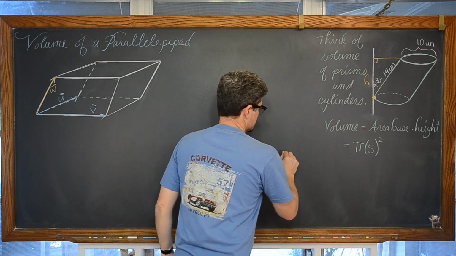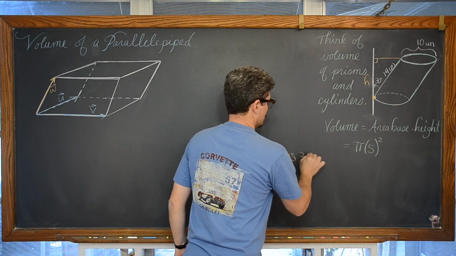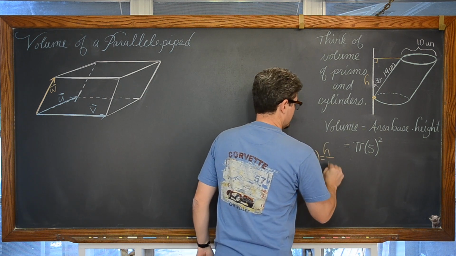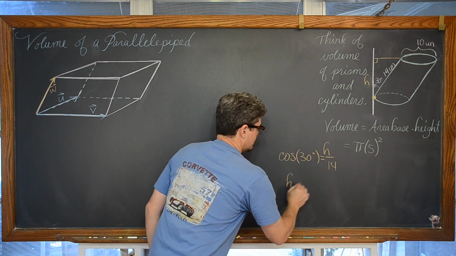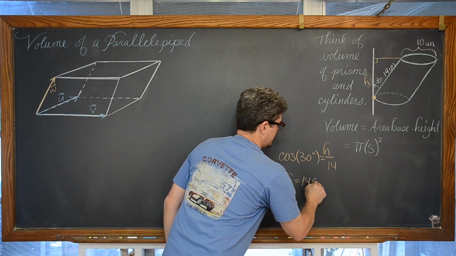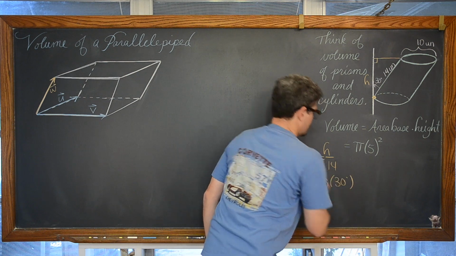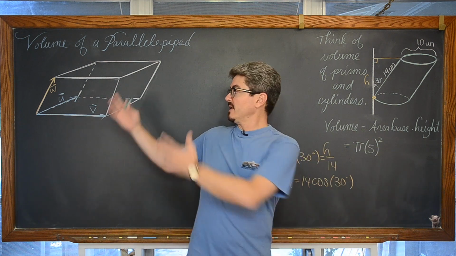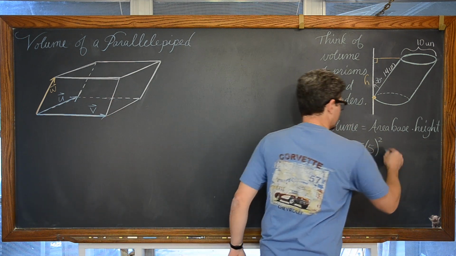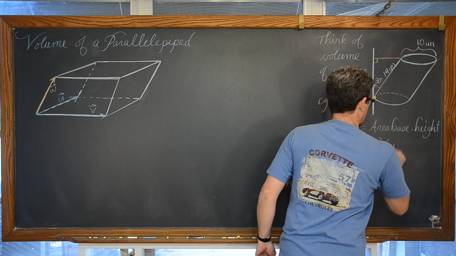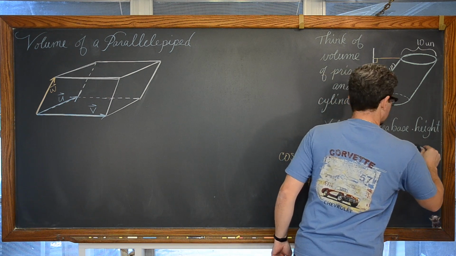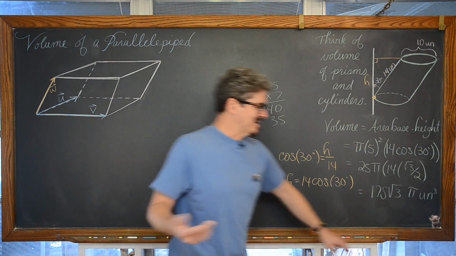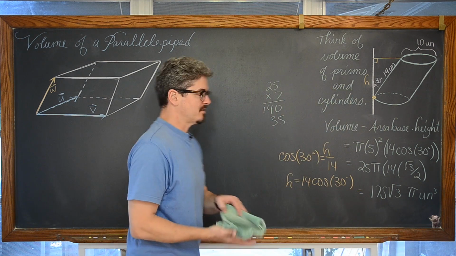So we would have that the cosine of 30 degrees is equal to adjacent over hypotenuse, and we see that the height of this oblique cylinder is 14 cosine of 30 degrees, which, if you know your unit circle, you should be able to just write an answer, but I'm trying to really relate the new with the old that we already understand. So I'm going to leave this as 14 times the cosine of 30 degrees. So our volume comes out to be 175 square root of 3 pi cubic units.